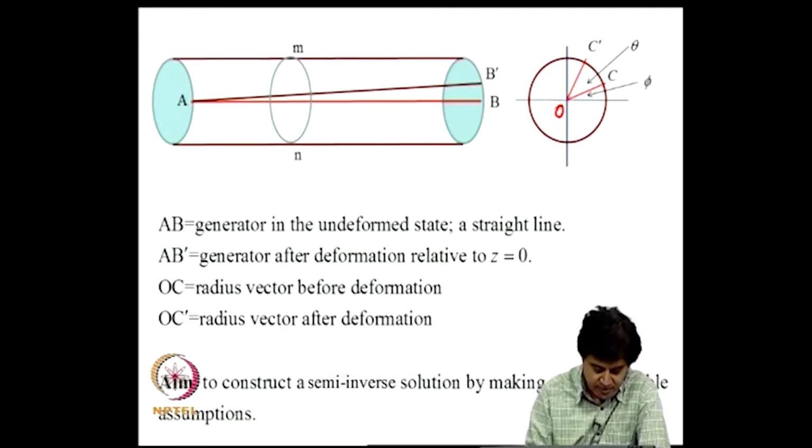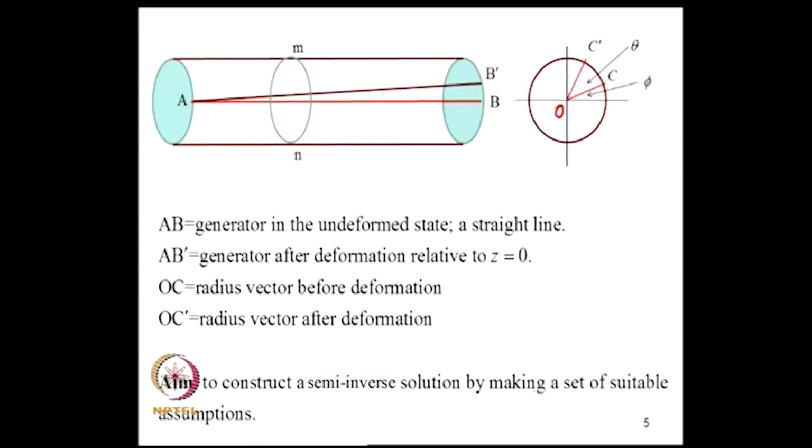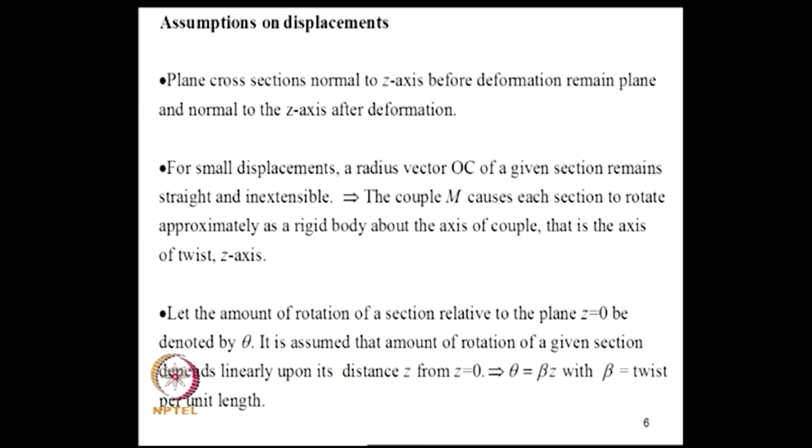So, now aim of our analysis is to construct a semi inverse solution by making a set of suitable assumptions on the displacement field. So, we make these following assumptions. This is our own assumptions on displacements. On material behavior, we are assuming system is behaving elastically, material is homogeneous and isotropic, and I also spelt out the assumption on the geometry that the length of the member is large in comparison to the depth and breadth. So, those assumptions are already stated, but now we will consider assumptions on displacements. Now, we assume that plane cross sections normal to z axis before deformation remain plane and normal to the z axis after deformation.